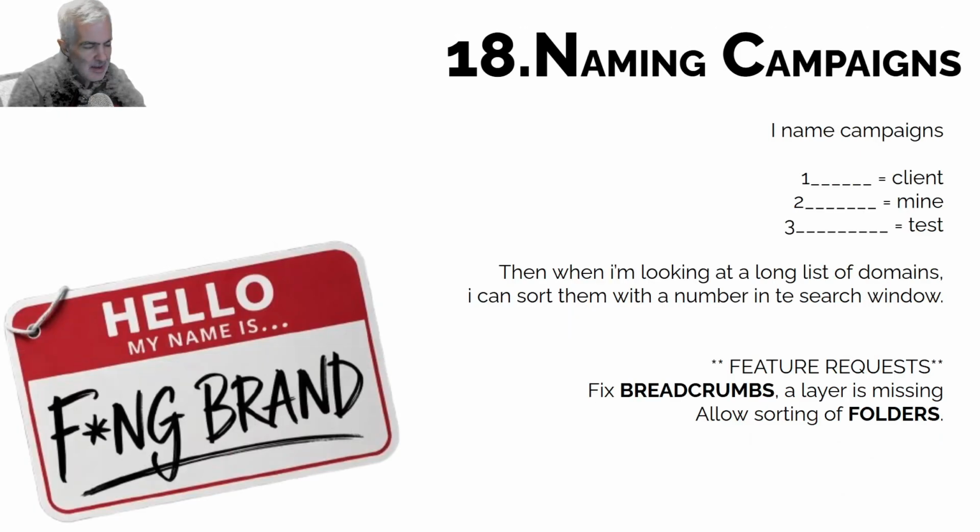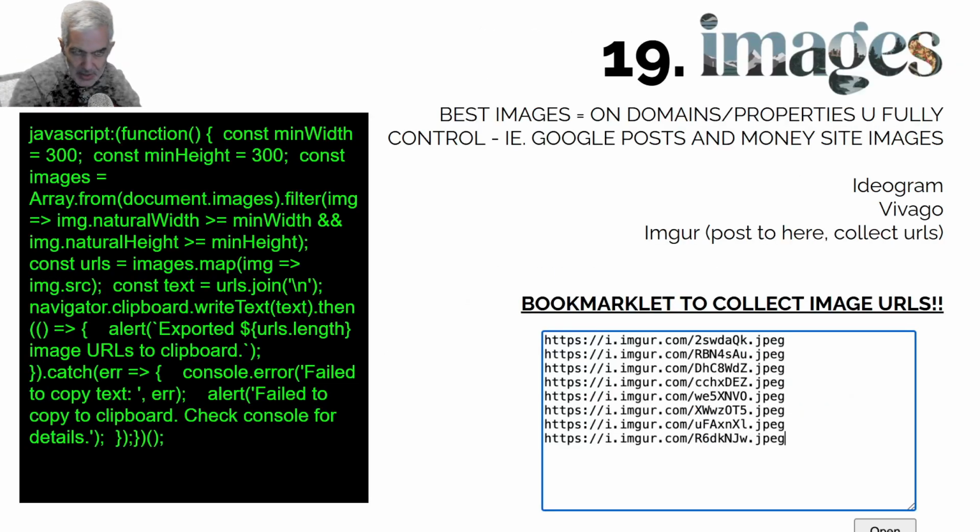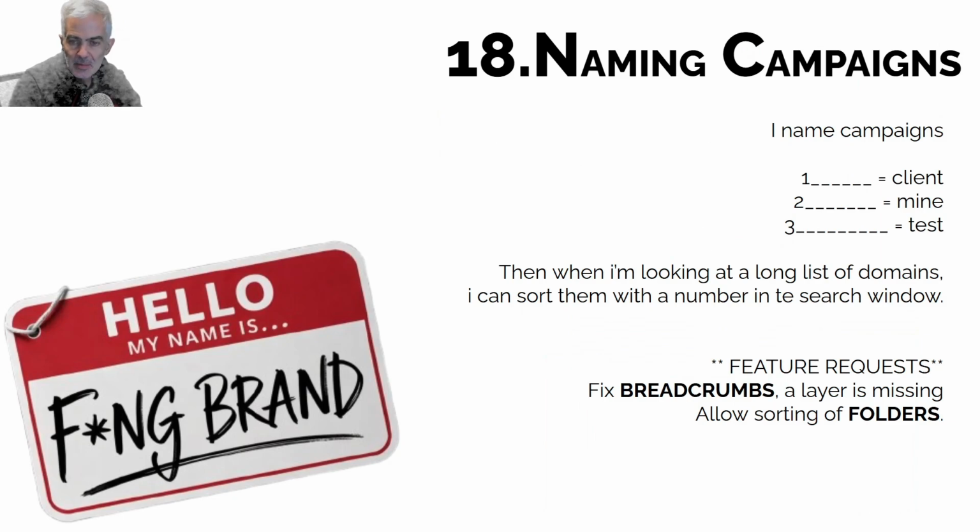Naming campaigns based on the interface. I have a lot of clients inside each install of SEO NEO, so I name the campaigns. I precede it with a 1 if it's client, 2 if it's mine, and 3 if it's test, and basically makes it easy for me to go into the search, press 1 or 2 if I want to look at client projects or mine. Then I'm looking at Longlist, and I can sort them with the number in each window. You can break that down even further.